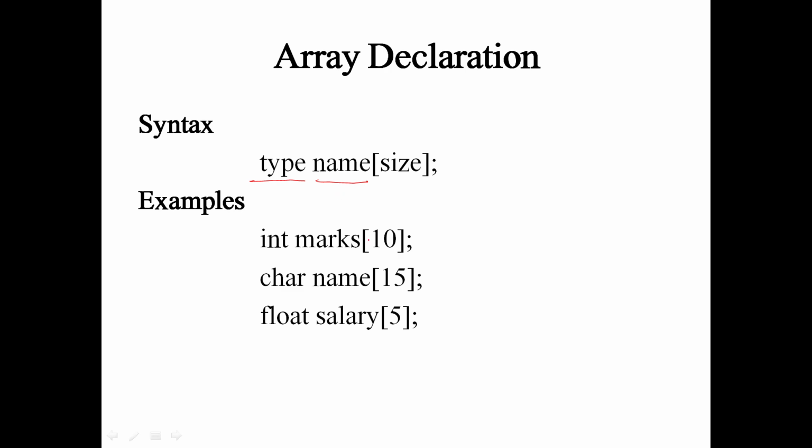The type tells us what kind of values are stored. It can be either int, float, double, char or any other valid data type. The name identifies the array, and the size specifies the maximum number of elements. So here, int marks[10] means the array name is marks, the data type is int, and the size is 10.